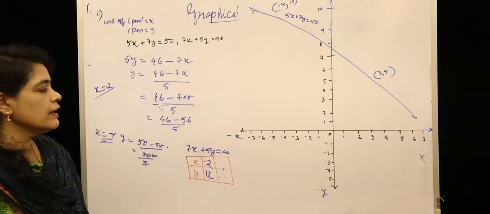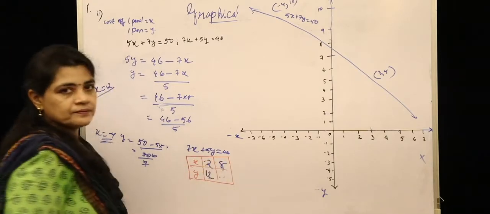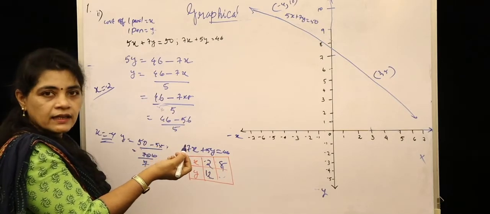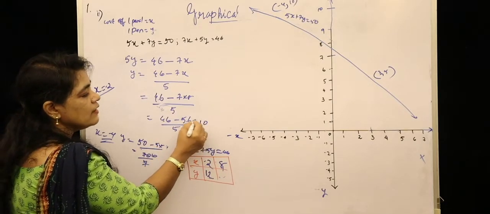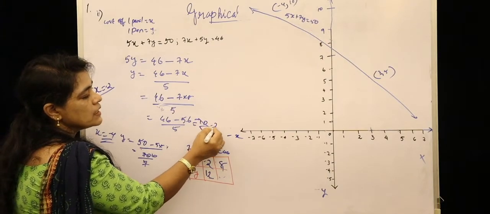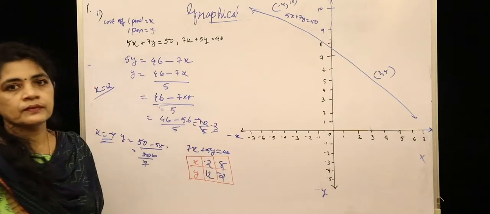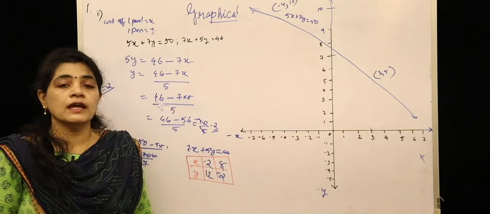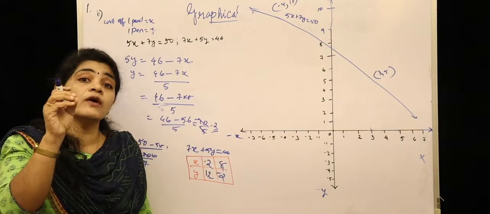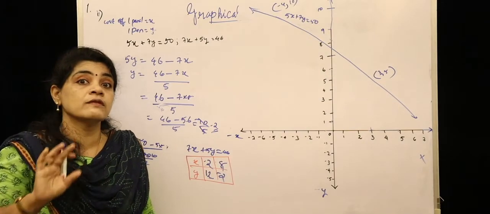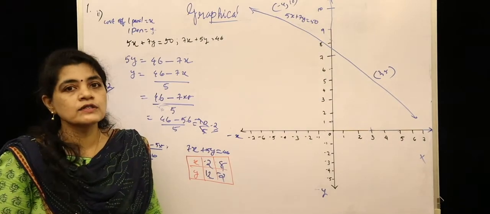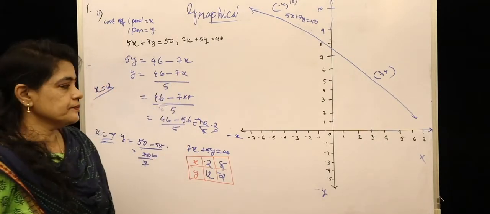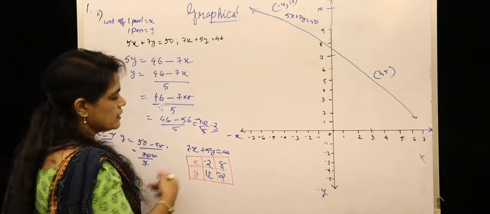When x is equal to 8, 46 minus 56 is minus 10, and minus 10 divided by 5 is minus 2. The only condition is that you should get a multiple of 5. In a multiple of 5, only 0 and 5 are the possible unit place values. Accordingly you have to select the values of the variable in the RHS. So we now have -2 for y.